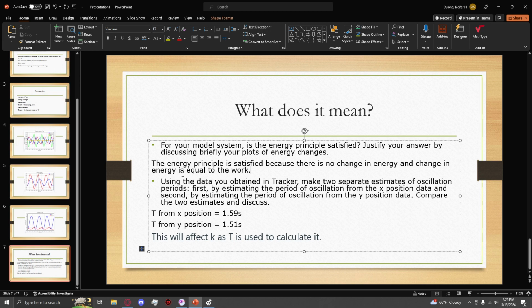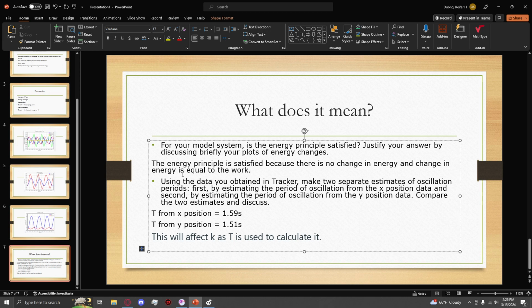Using the data that you obtain in Tracker, make two separate estimates of oscillation periods. First, by estimating the period of oscillation from the X position data, and second, by estimating the period of oscillation from the Y position data. Compare the two estimates and discuss.